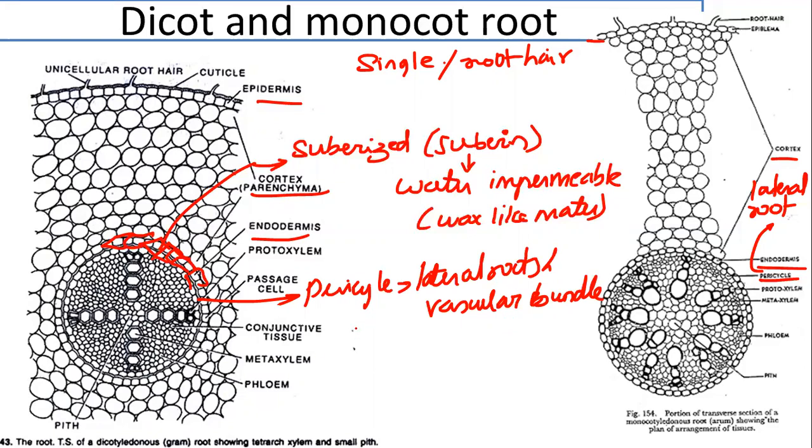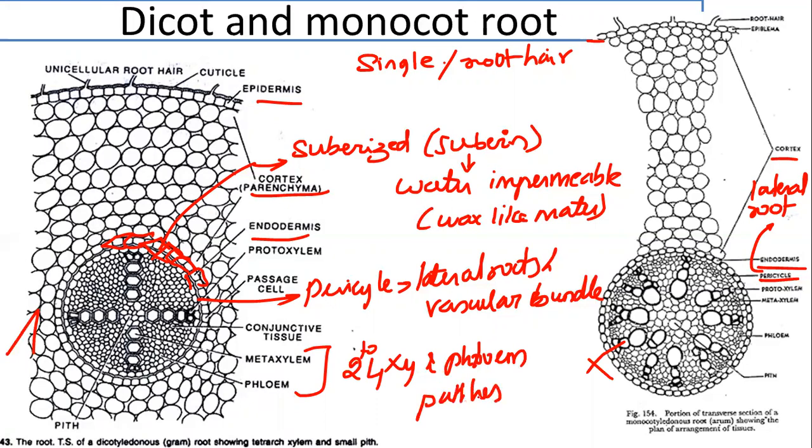Next one, obviously secondary growth will be present in dicot, and there is an absence of secondary growth in monocot. Vascular bundles are radially arranged, and they are termed conjunctive tissues. There will be a total of 2 to 4 xylem and phloem patches in dicot, whereas in monocot it will be more than 6. 1, 2, 3, 4, 5, 6, 7, 8. See, more than six vascular bundles will be present in monocot root.